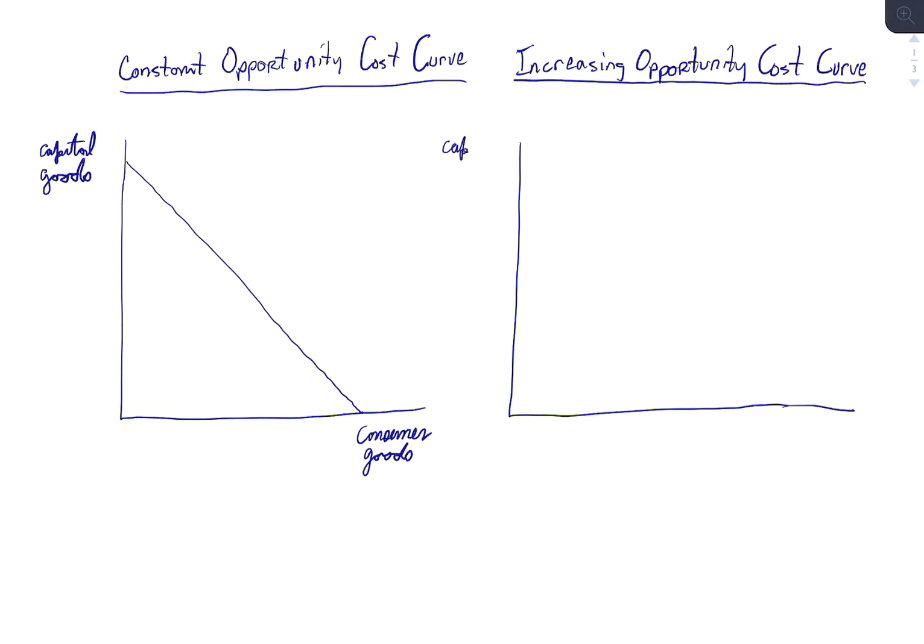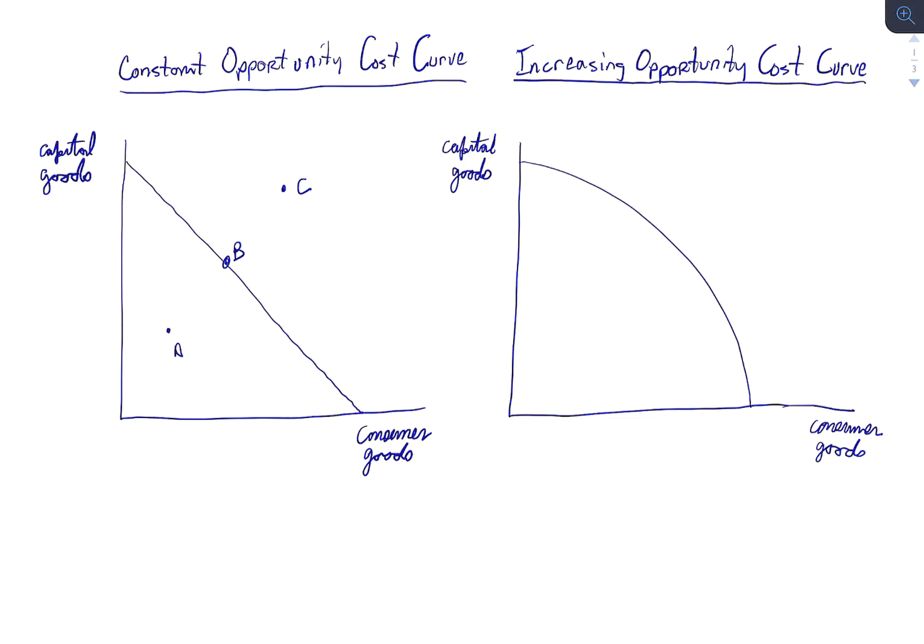Okay, so I'm going to draw the same graph, but here we're going to use an increasing opportunity cost curve. So the increasing cost curve is bowed outward from the point of origin. There are 3 points that are worth discussing here. I really like production possibility curves because they're easy to draw, but they illustrate so many different points in economics.